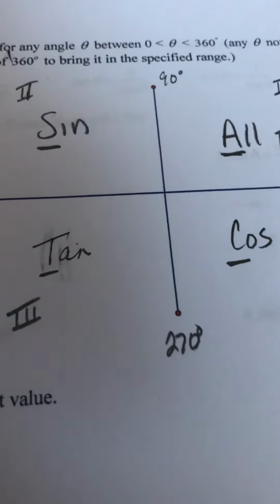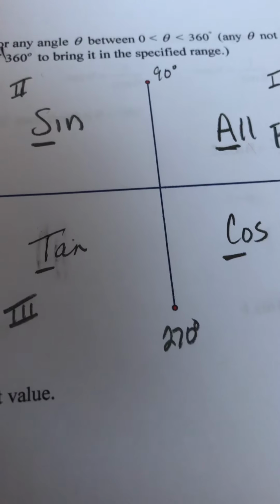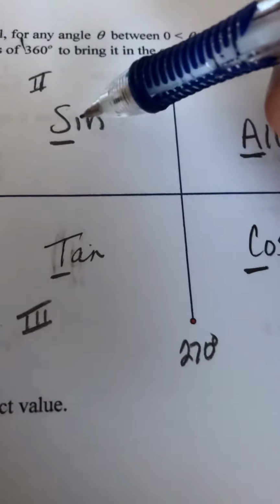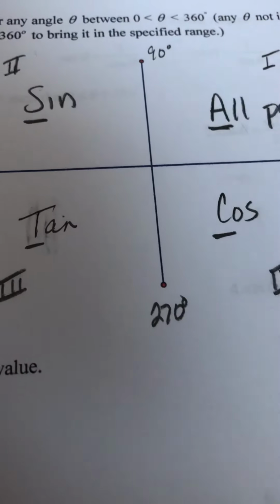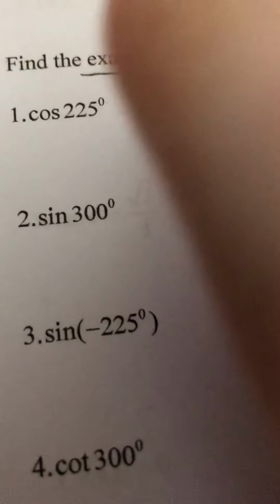So you probably did ASTC. All students try cheating, all different ways of remembering it. Just remember what it's about. All positive, sine positive, tan positive, cosine positive. Okay, so what does that really help you do? Well, it helps you when we have to find an exact value. We're going to do something called QSFR.